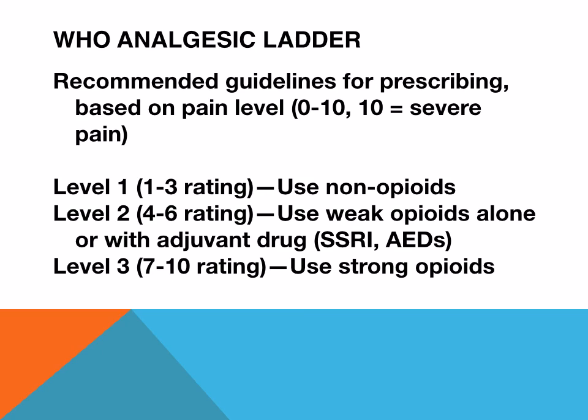Strong opioids: when a patient says I have a pain level from 7 to 10, then you can give them strong opioids. And strong opioids are Dilaudid, morphine, oxycodone. So this is the WHO analgesic ladder, and I want you to look at this from the book also.